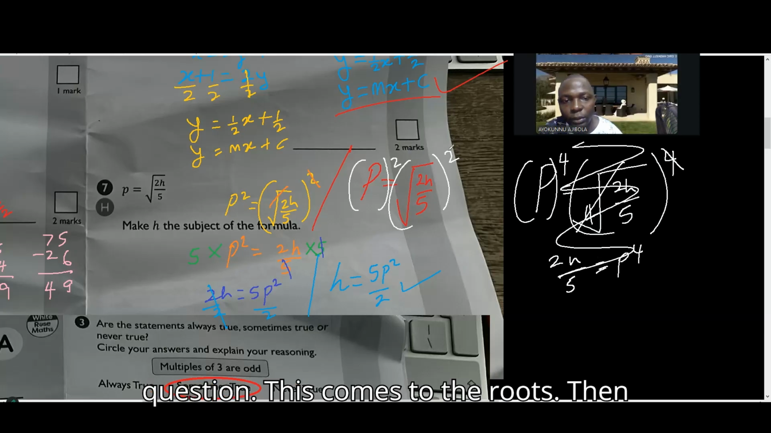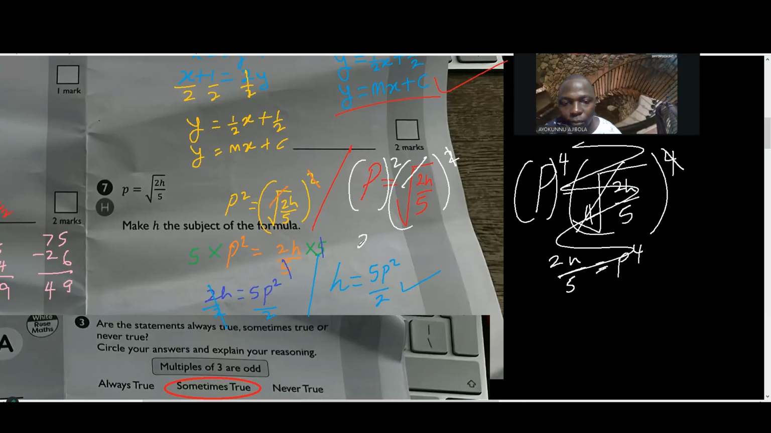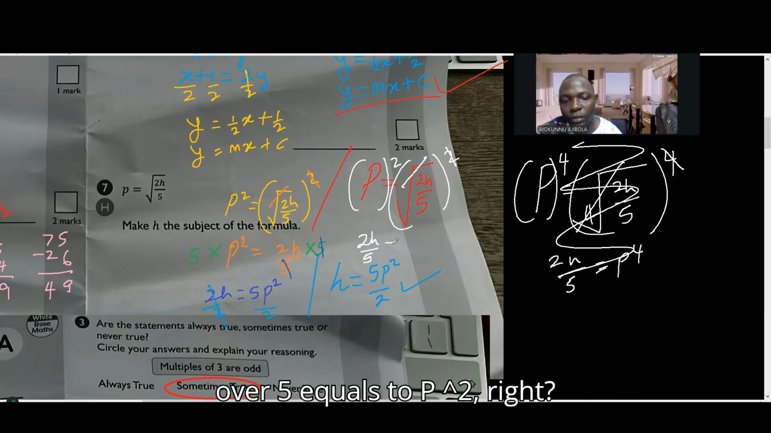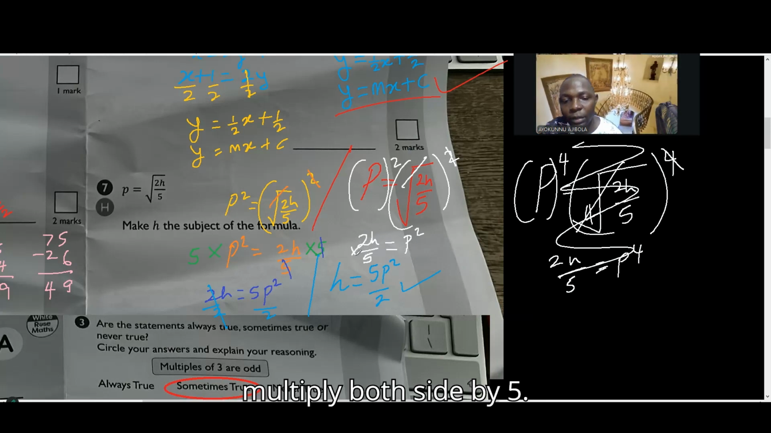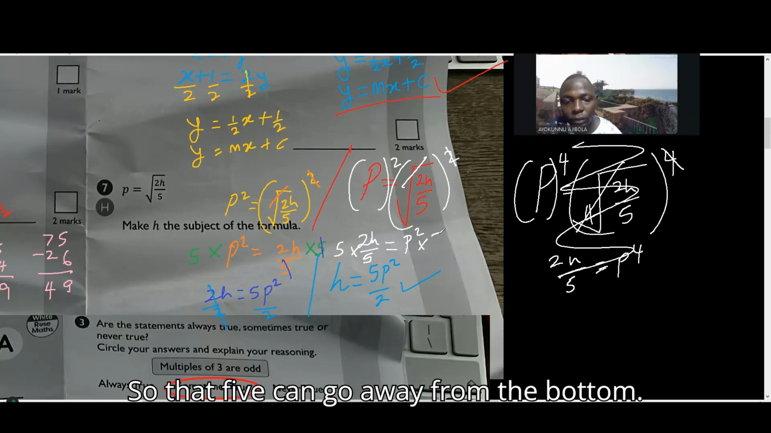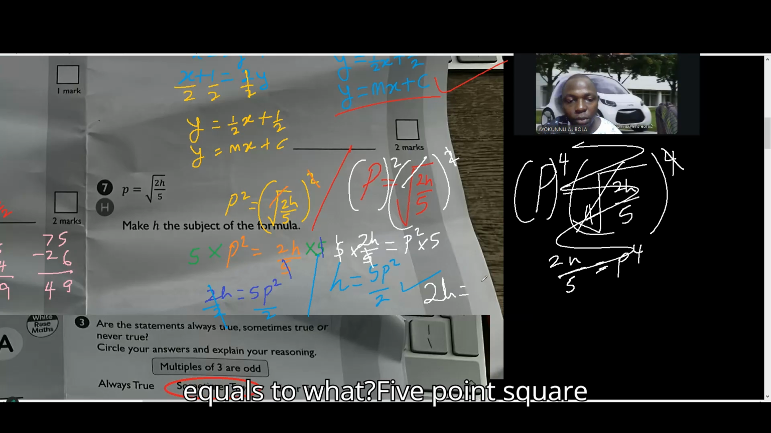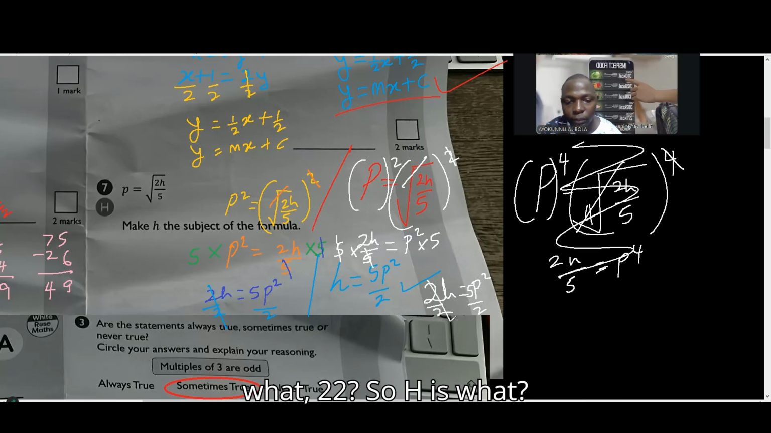Now let's deal with the question. This cancels the root. Then what do you have left? P squared equals 2h over 5, or simply put, 2h over 5 equals p squared. Since you are looking for h, multiply both sides by 5 so that the 5 can go away from the bottom. Then you have 2h equals 5p squared. Then you divide both sides by 2.